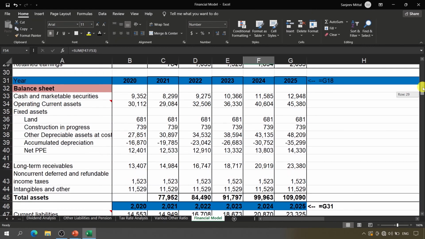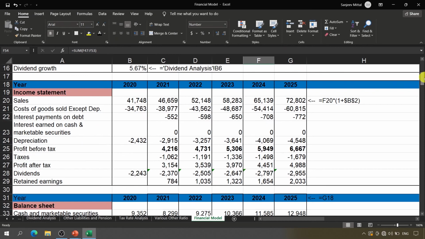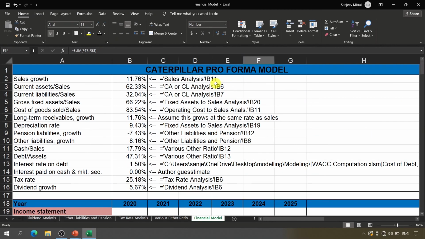As you can see, we have prepared our projected income statement, and we have prepared our Caterpillar's Proforma financial model till now. Now, after that, we shall go further and try to find out the free cash flow for the firm so that we can find the intrinsic value of the shares at the end.